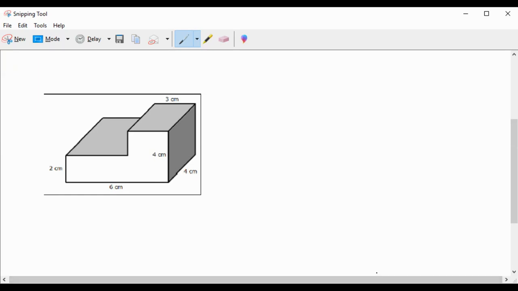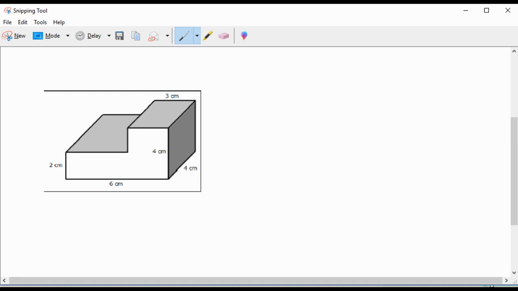All right, so if we look at this shape, you can see that it is not just a plain rectangle or a square. That means that we can no longer just say length times width times height. However, when you look at this figure, you can see that it is made up of two rectangular prisms. So the first thing you are going to do is to break this shape apart.